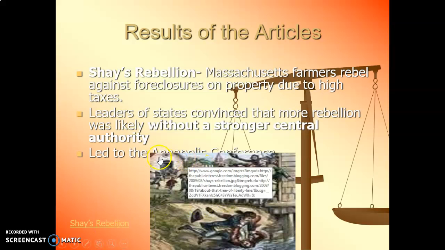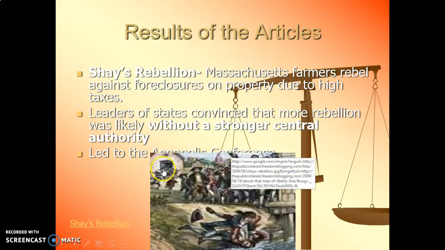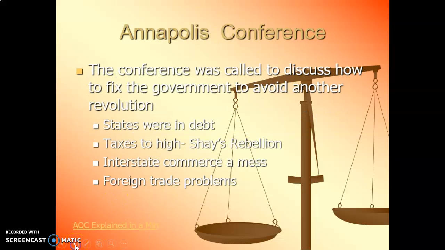And this is going to lead to the Annapolis Conference. This picture's covering up the text. This led to the Annapolis Conference, which was called to discuss how to fix the government and avoid another revolution. Only 5 states are going to end up showing up to this, and they're mainly from the South because of inclement weather in the North. So 5 states showed up, and then they got up with the rest of the states and said, hey, let's try to fix this stuff.